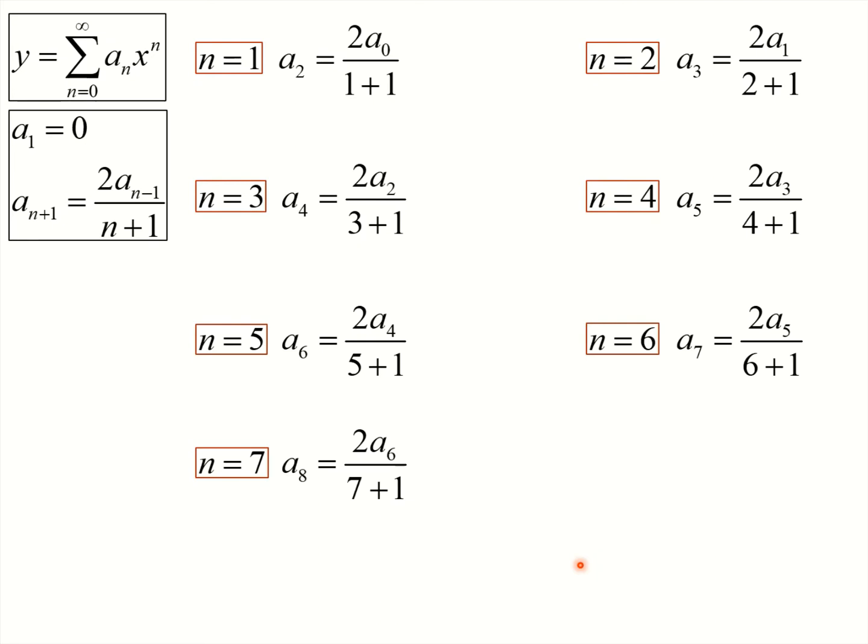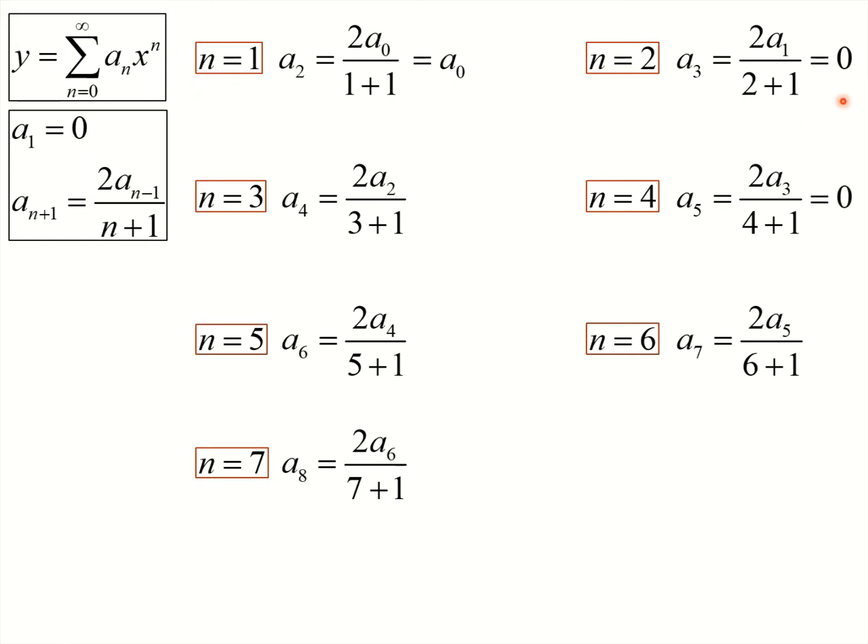Okay, let's take a look at this. A sub 2 is 2a0 all over 1 plus 1, which is just a sub 0, or a naught. Now I'm going to go ahead and look at this one over here. Since a1 is 0, we see that a3 is also going to be 0.